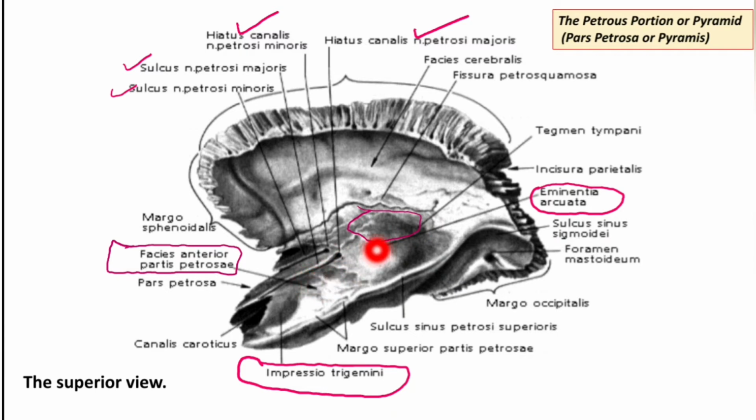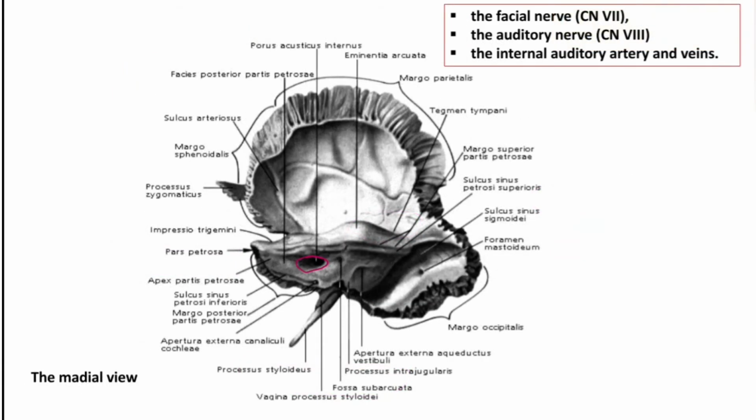That's the anterior surface. The most prominent things, one more time: the impression formed by the trigeminal nerve, impressio trigemini, and you can see the hiatus for the greater and lesser petrosal nerves. Greater, the hiatus and the sulcus; lesser, here the hiatus and the sulcus; and you can see the arcuate eminence. That's for the anterior surface. Okay, so let's look at this side, the posterior surface. On the posterior surface, you can see the opening of the internal acoustic meatus, porus acusticus internus, this one.